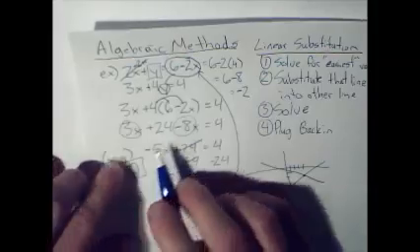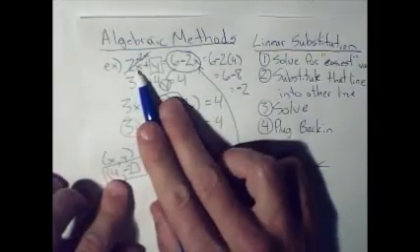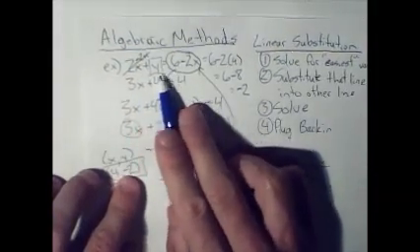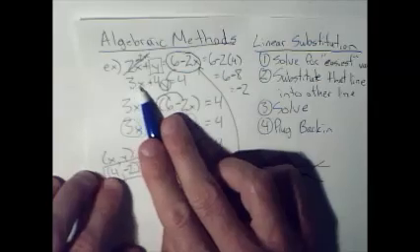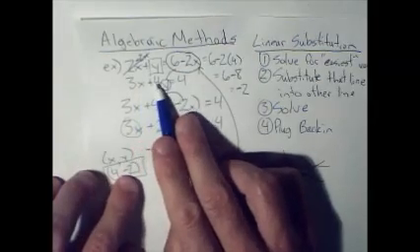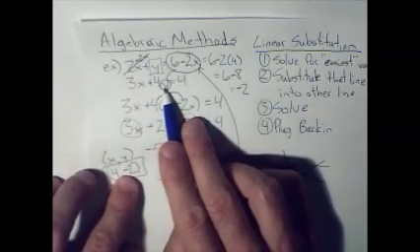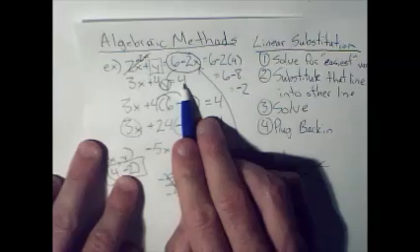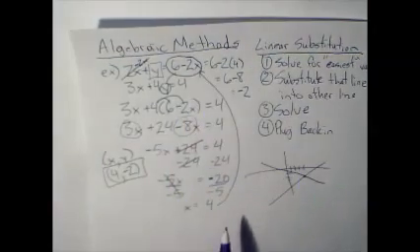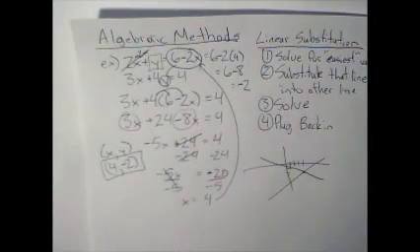If I take x and y and plug it in, 2 times 4 is 8, plus negative 2, 6. It works in that top equation. 3 times 4 is 12. 4 times negative 2 is negative 8, plus 12 is 4. This works in both equations. Linear substitution.